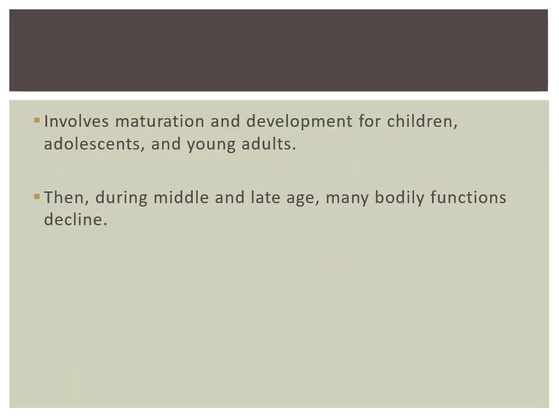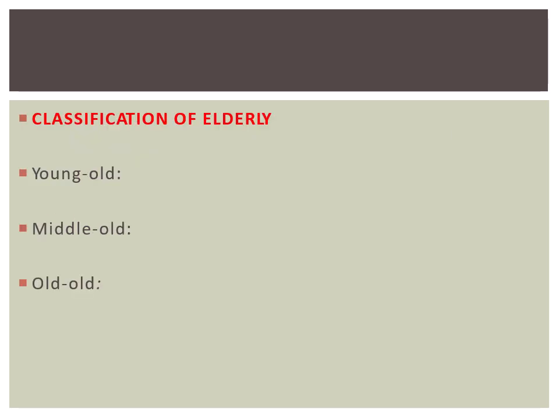When you look at the aging process, it also involves the maturation and development from children, adolescents, and young adults. Then, during middle and late age, many bodily functions will tend to gradually decline. So, the next is classification of elderly. Elderly is classified into 3 different types. One is young old, second one is middle old, and the third is old old.